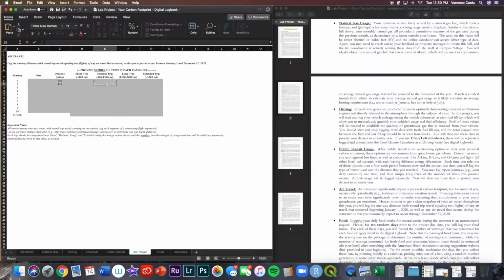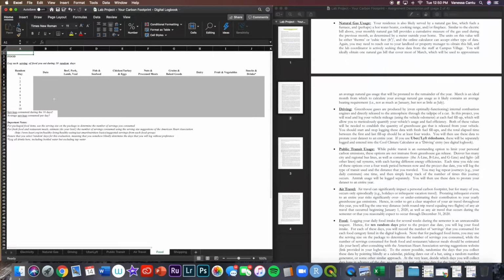And then this one would be a short trip. So then you'll calculate the total number of trips. So say you just did these flights here, you would put 1 here, then 0 and 0 there. And that's all you would need for that portion.